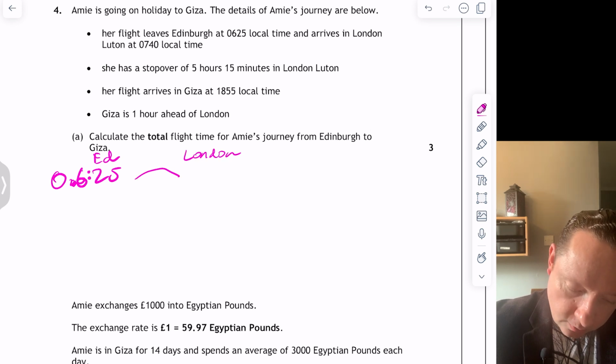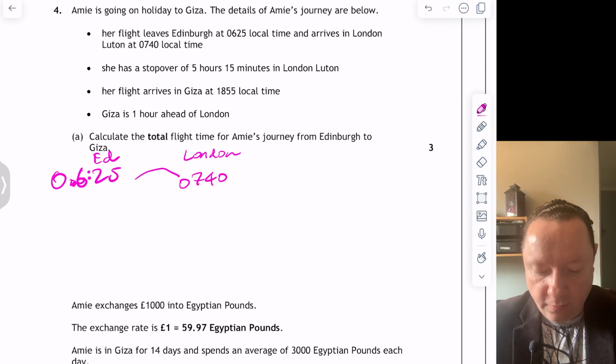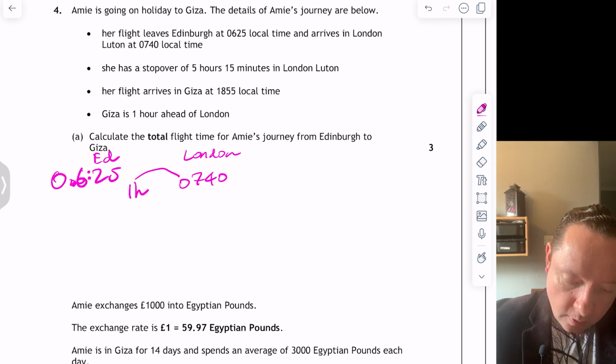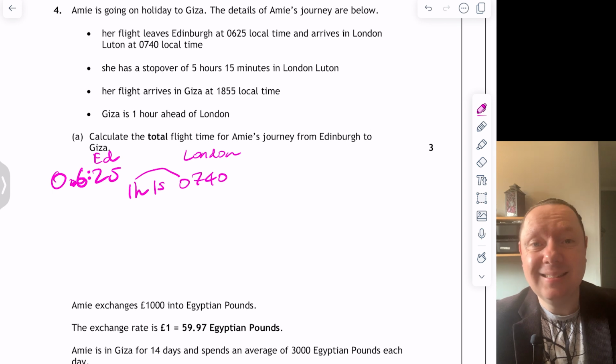And we're arriving at 07:40, so we can work out how long that takes. 6:25 to 7:25, that's an hour. And 25 to 40, that's 15 minutes, so an hour 15. So we've done that one.